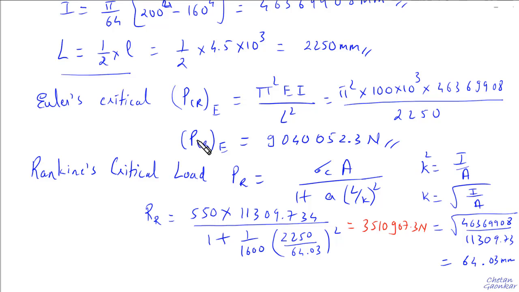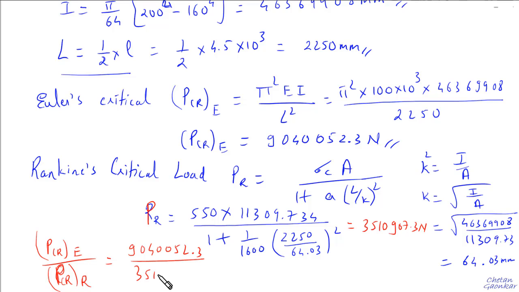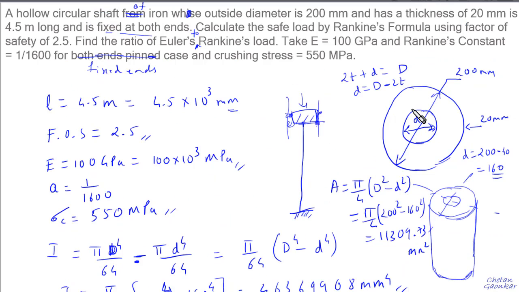And then they had asked us to calculate the ratio also. So the ratio of Euler's critical load to the Rankine's critical load, which is P_CR from Euler to P_CR from Rankine, will be 9040052.3 divided by 3510907.3. So this ratio will approximately turn out to be 2.575.